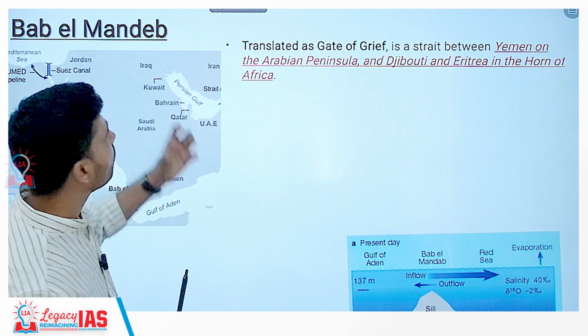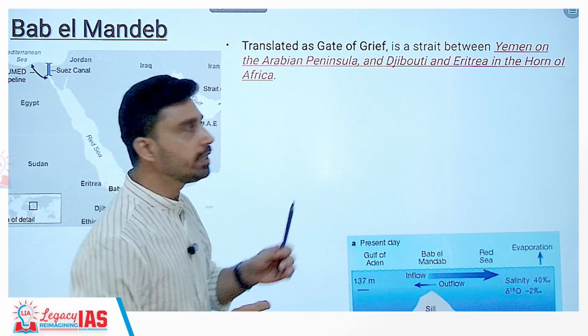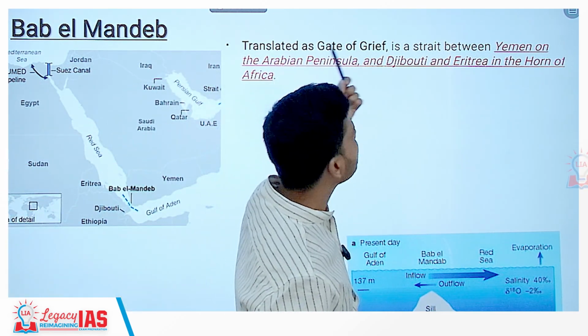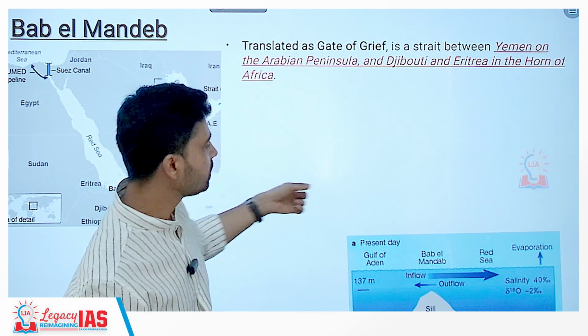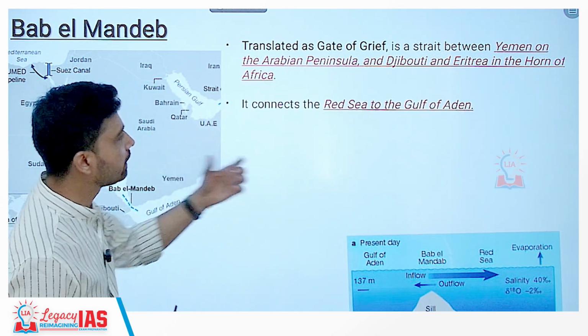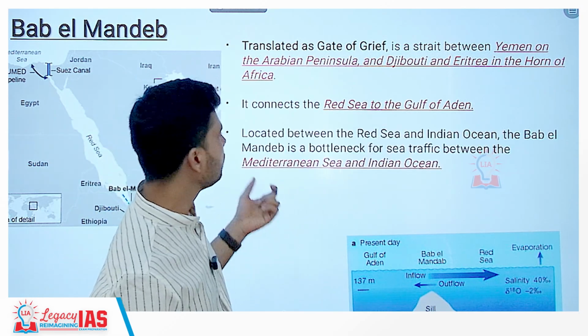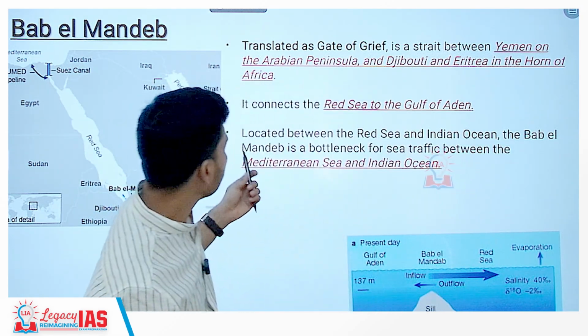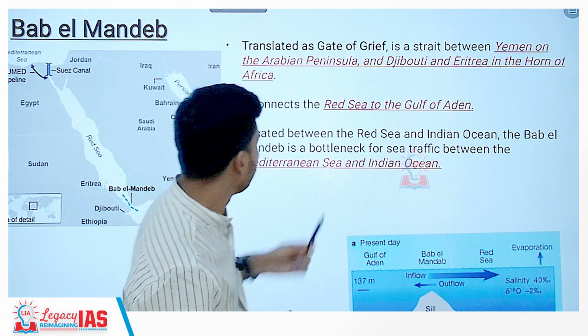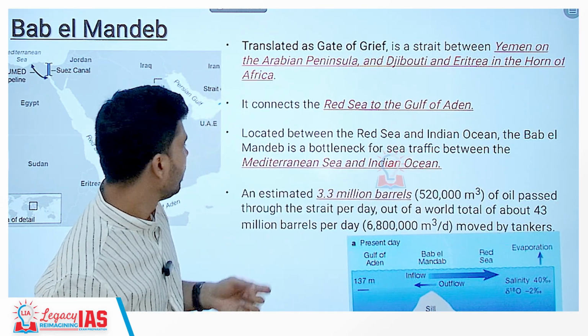Now Bab al-Mandab, basically it is an Arabic word which in English can be translated as Gate of Grief, and this is situated between these particular regions, as we have discussed before. It connects the Red Sea to the Gulf of Aden, and is located between the Red Sea and the Indian Ocean. Bab al-Mandab is a bottleneck for sea traffic between the Mediterranean Sea and the Indian Ocean.